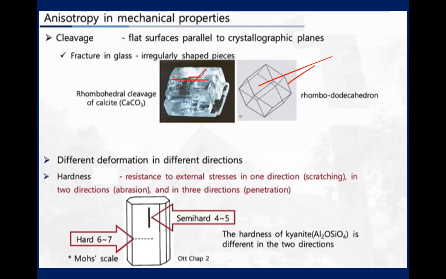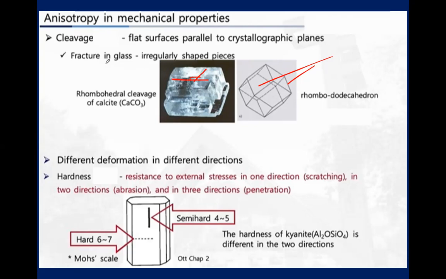You can find these cleavages when you observe a mineral physically or under the microscope. Along these cleavages, it's easy for the mineral to be broken. So that's what we mean by cleavage. It's one of the physical properties of crystals and also minerals.